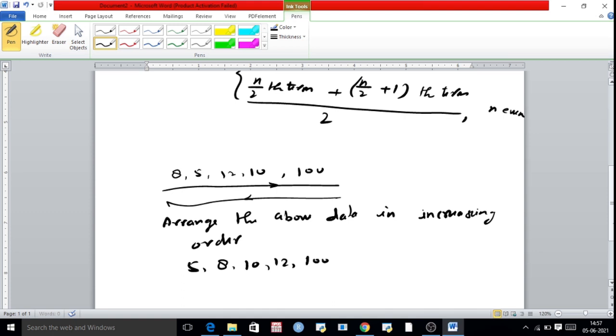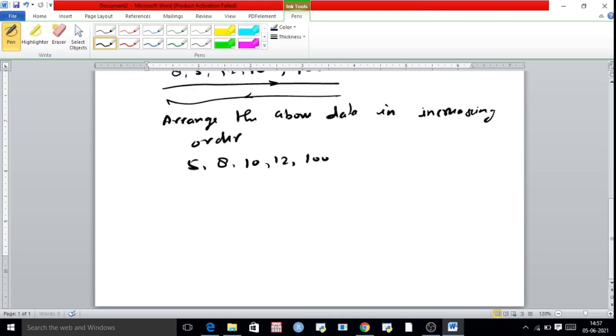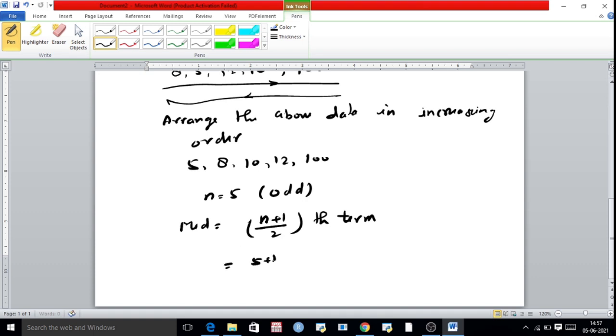See this, n is equal to 5. Whether it is odd or even, it is odd, and when n is odd, the median is defined as the (n plus 1) by 2th term. So (5 plus 1) by 2 means the third term. Counting first, second and third, the third is 10, so the median is 10.